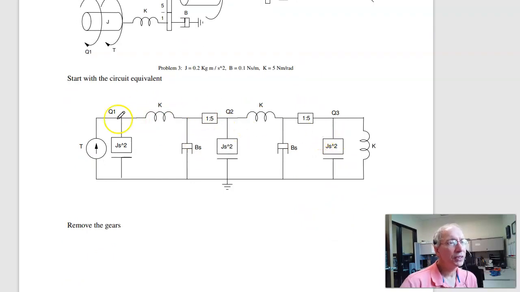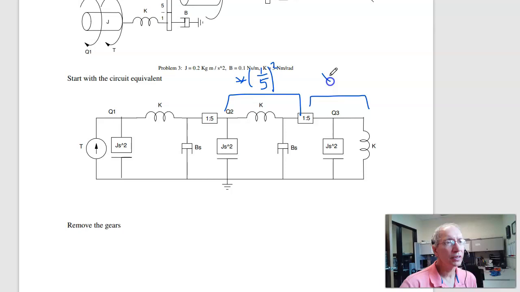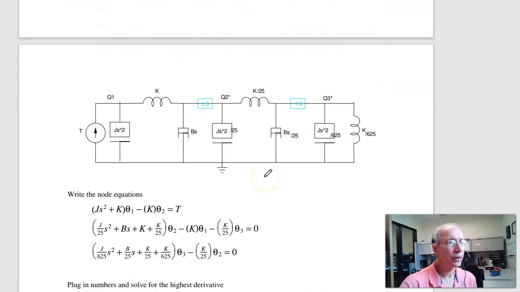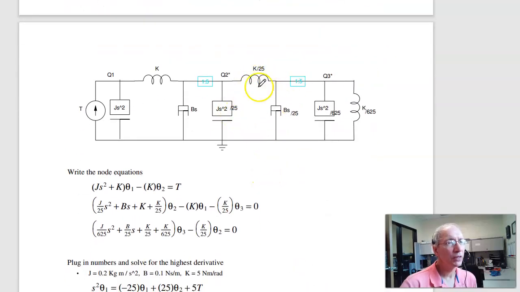To get rid of the gears, I'll bring everything left. So everything in this part is going to be times where I'm going to divided by where I'm coming from squared. Everything over here is times where I'm going to divided by where I'm coming from, which is 5 times 5, 25 squared. So when I do that, I'll redraw the circuit. These are divided by 25. These are divided by 25 squared.